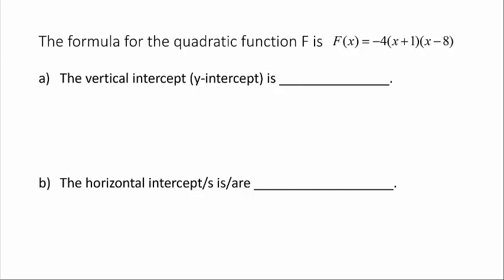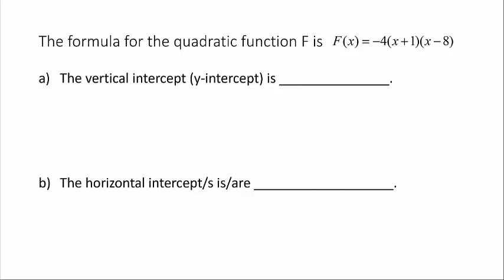In this example, we will use the factored form of a quadratic function to find the vertical and horizontal intercepts. That is, the y-intercept and the x-intercepts. The formula for the quadratic function f is f of x equal to negative 4 times the quantity x plus 1 times the quantity x minus 8.